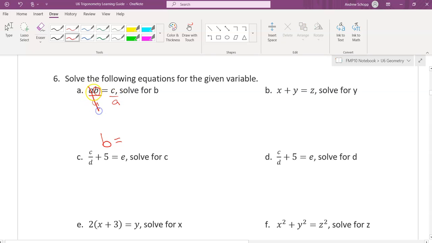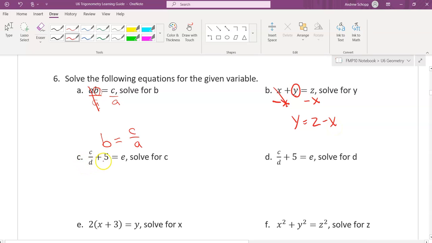And then I end up with b is equal to c over a. For question b, I have x plus y equals z, and I want to solve for y. So what's happening to y? Well, we're adding x to it, so let's subtract x from both sides. And y will be equal to z minus x.